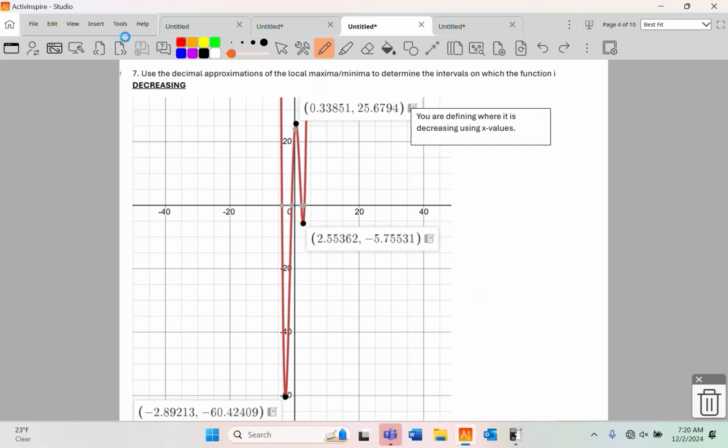Use the decimal approximations of local maxima or minima to determine the intervals on which the function is decreasing. Decreasing is going downhill from left to right. So we're going to be decreasing from here to here, and from here to here. Downhill from left to right. So we talk about the x values. I'm coming in from negative infinity. I'm decreasing all the way until I hit this x value of negative 2.89213.